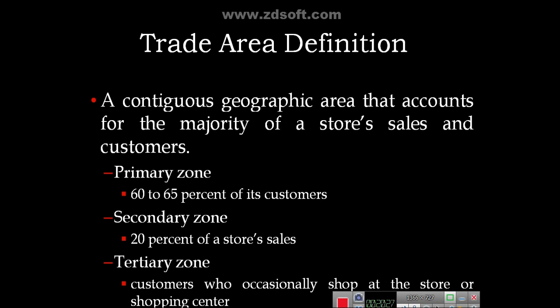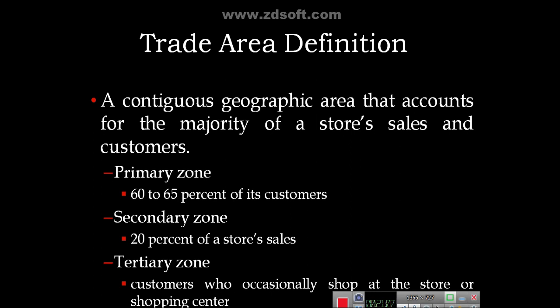So there are 3 zones created. Okay, not every retailer, but generally companies like Walmart definitely consider this kind of a practice. So they divide the zones, or they make 3 zones or 3 circles. Okay, so 60 to 65% of the customers will come from its primary zone, and up to 20% of the store sales will come from the customers in the secondary zone, the second layer. And tertiary zone, customers who occasionally shop at the store or shopping center.